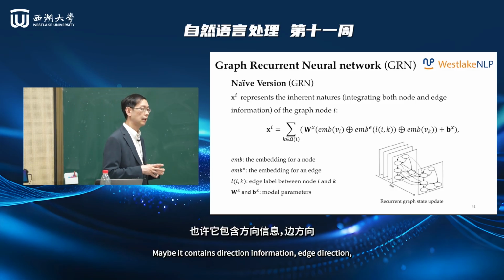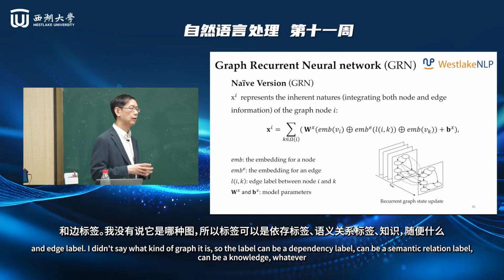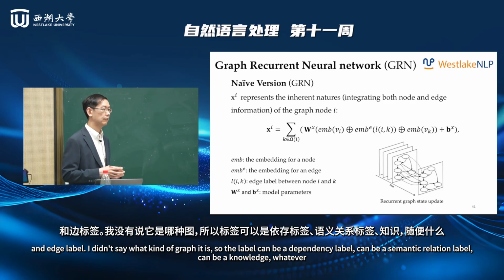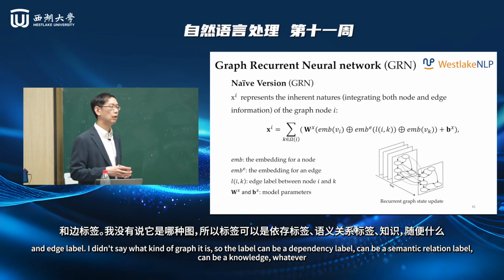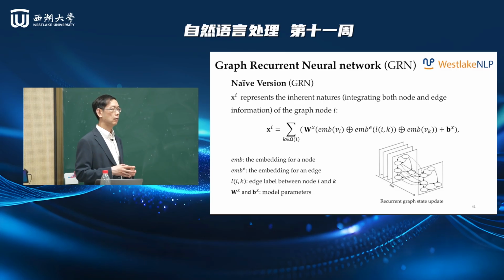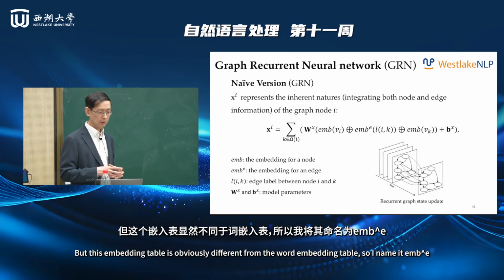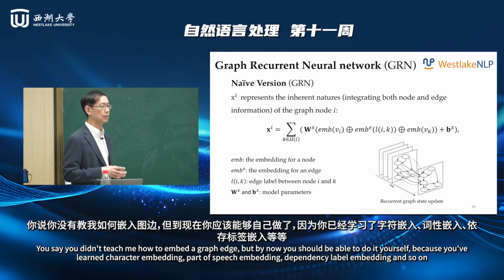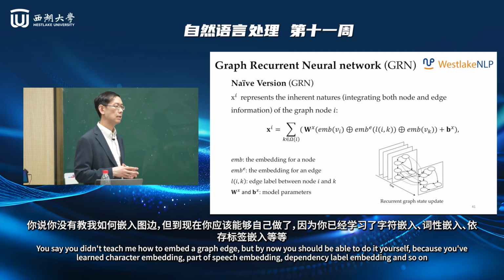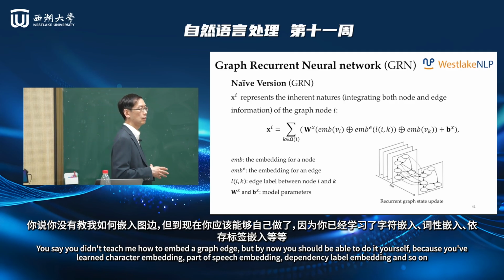Maybe it contains direction information, edge direction, and edge label. Okay, I didn't say what kind of graph it is. So the label can be a dependency label, can be a semantic relation label, can be a knowledge whatsoever. But this embedding table is obviously different from the word embedding table. So I name it embed E. Okay? You say you didn't teach me how to embed a graph edge.